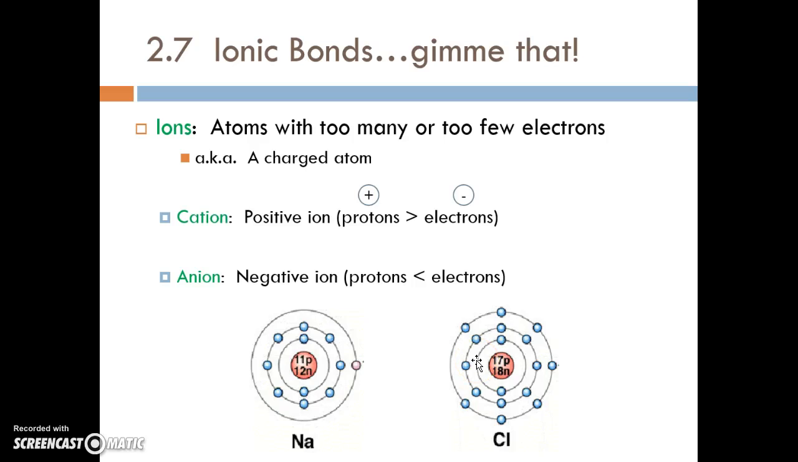Well, we're going to go over a couple of different types of bonds. And one specific one is called an ionic bond. I call it the "give me that" bond because basically what's going to happen is one electron is going to get stolen by another one, and then through that they're going to actually make a pretty strong bond between the two molecules. So if you look, here we have Na, sodium, Cl, chloride. You've probably heard of sodium chloride, table salt.